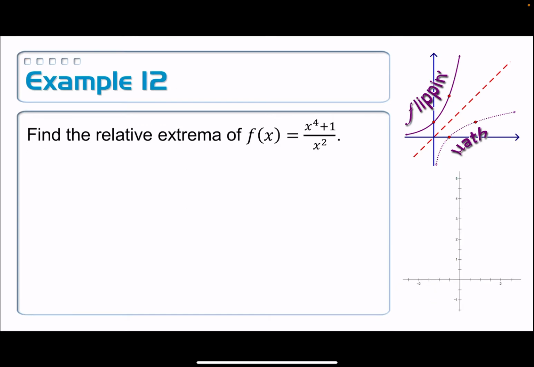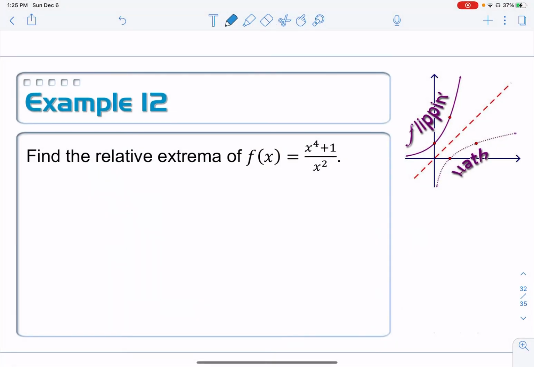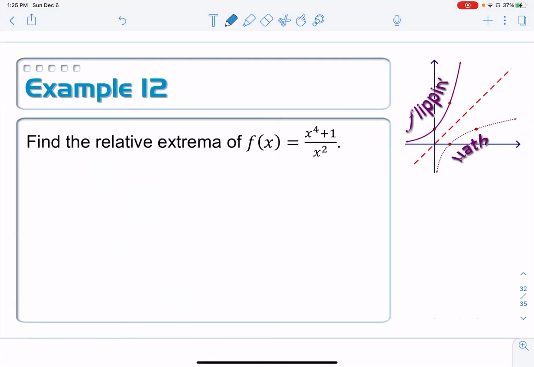Okay, so let's go ahead and take a look at example 12, our final example here. Find the relative extrema of, and then we have ourselves a rational function, f of x equaling (x to the fourth plus 1) over x squared. Okay, now then, where do we start? First derivative. And before I even take the first derivative, I'm going to rewrite this so that I don't have to use the quotient rule.